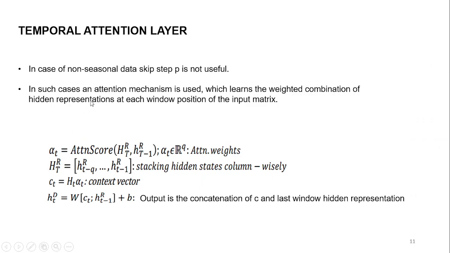And also, in case of non-seasonal data, an attention layer is proposed instead of a recurrent skip layer. So some data don't have recurring patterns, so to determine the value of p might be difficult. So in such a case, an attention mechanism is used, which learns the weighted combination of the hidden representation at each window position of the input matrix.